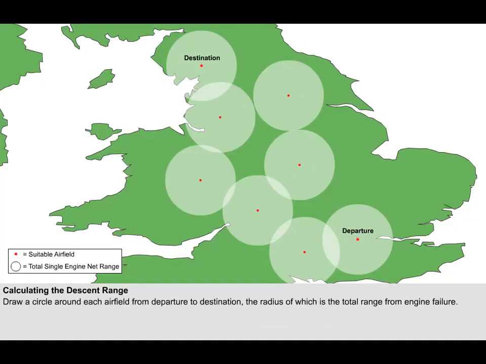To ensure this, a circle, whose radius is the total single engine range, is drawn around each airfield between the departure and destination points. To comply with the regulations, the aeroplane track must fall inside these circles. In doing so, the aeroplane will comply with EU OPS 1, which states that in the event of engine failure, the aeroplane is capable of continuing flight at or above the relevant minimum altitudes for safe flight stated in the operations manual to a point 1,000 feet above an aerodrome at which the performance requirements can be met.